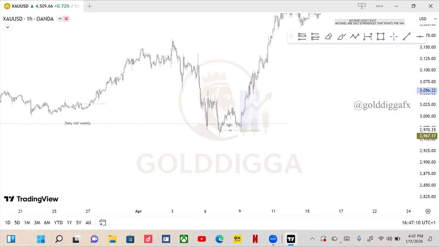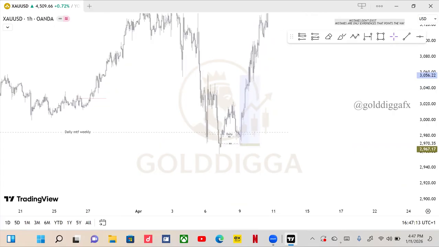Target this high. For price to sweep out this whole liquidity, you could target that high and see if price would get all this liquidity out. Target that high. And this will be you buying.